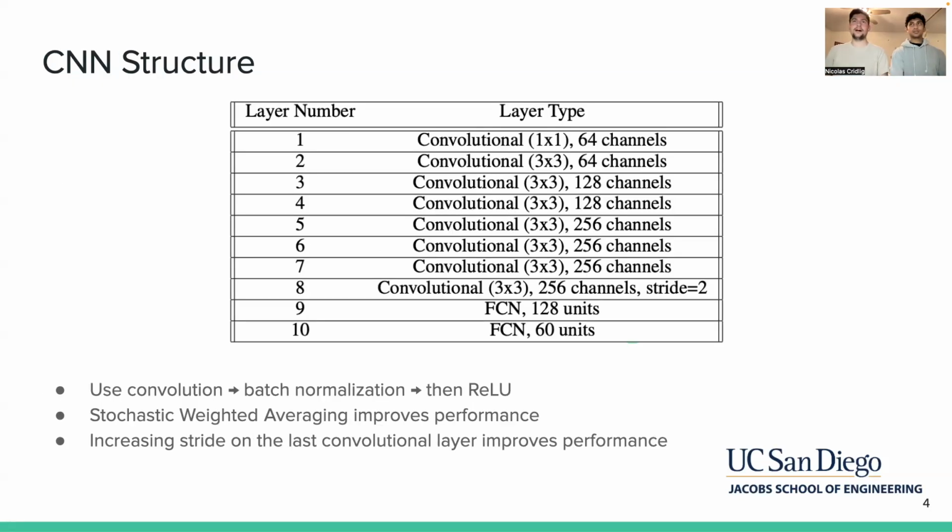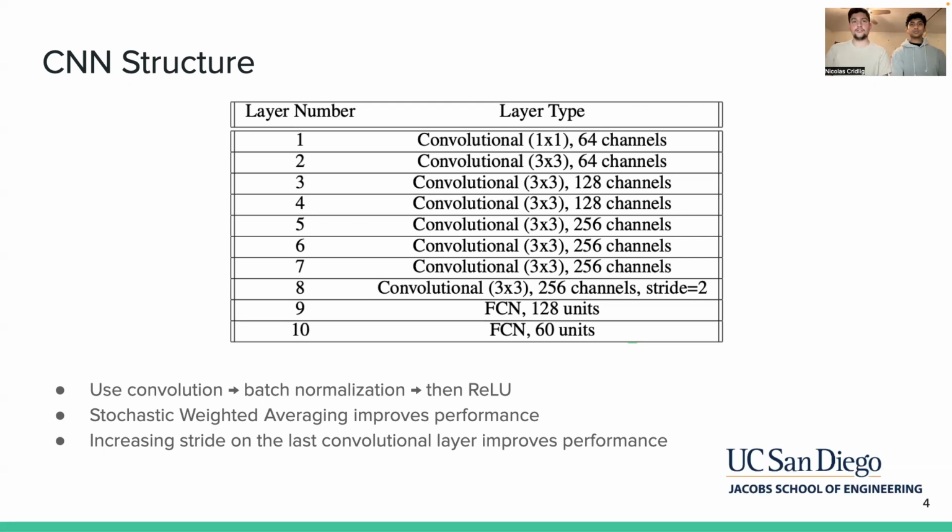Also inspired by the literature was our CNN structure. As you can see in the table, there are 8 convolutional layers followed by 2 fully connected layers. For all the layers except the last one, we use a stride of 1. That last one uses a stride of 2 because we found that this increased performance. And similarly, all the layers except the first one use a kernel size of 3 by 3.